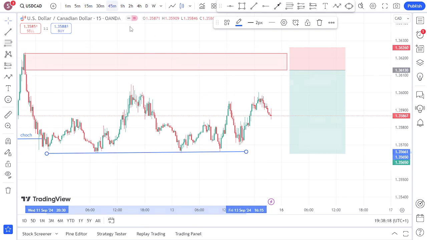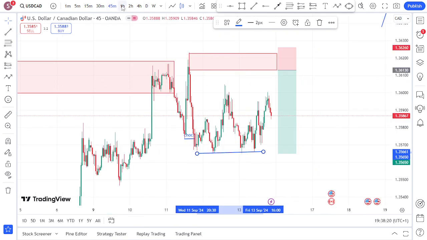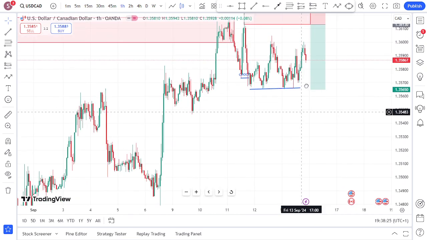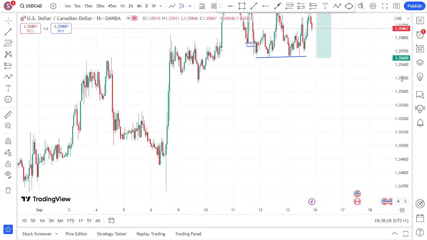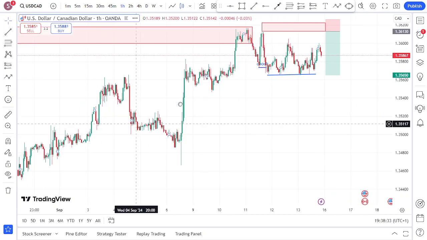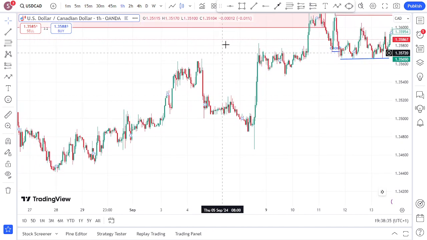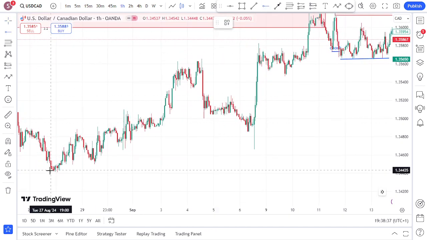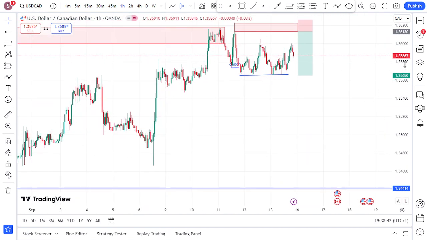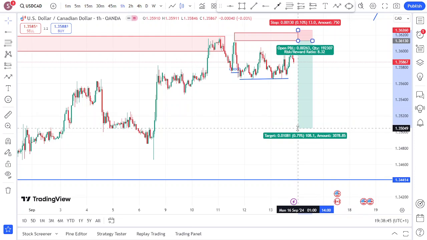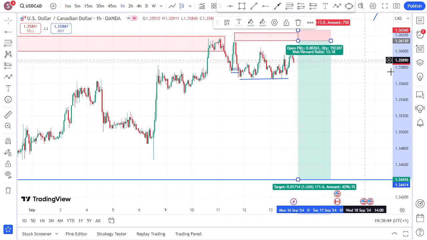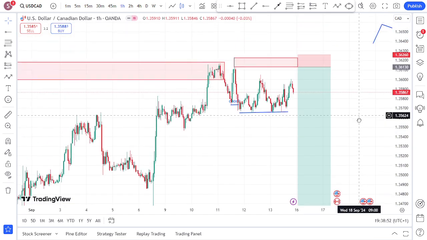But the overall take profit based on the market structure will be the previous low, which is right here. So this will be a realistic take profit. It's like 1 to 13 risk reward. So that's what I'm waiting out for.